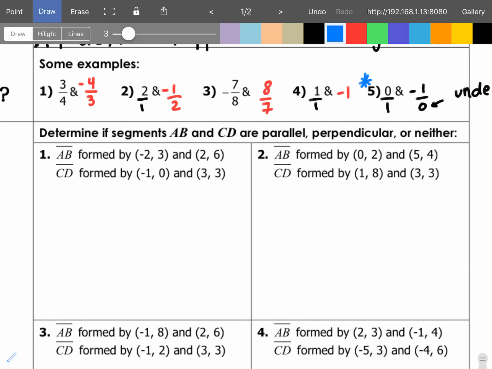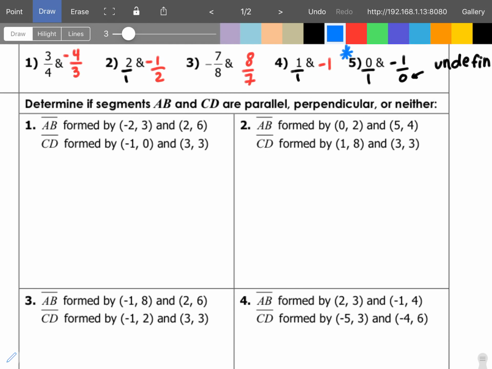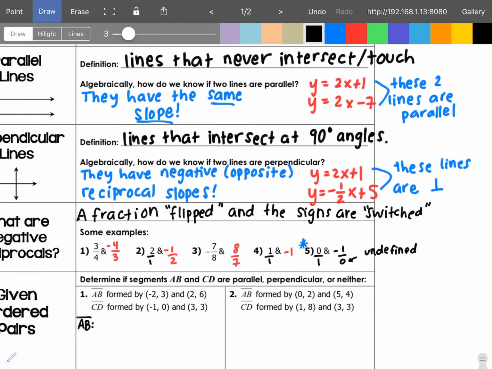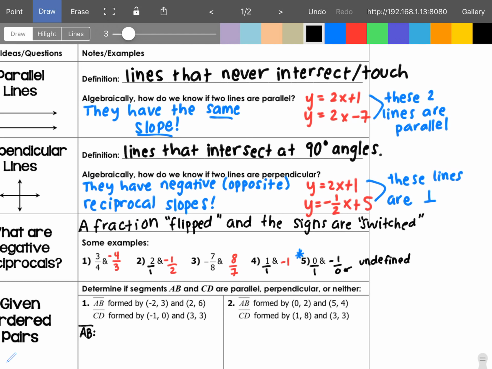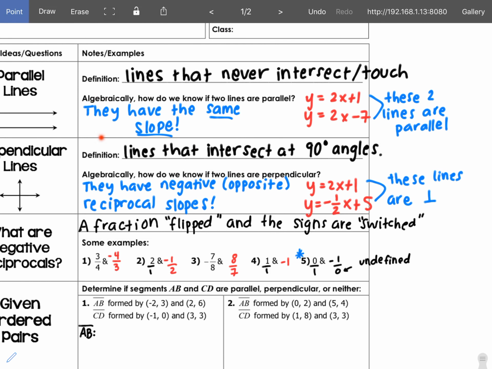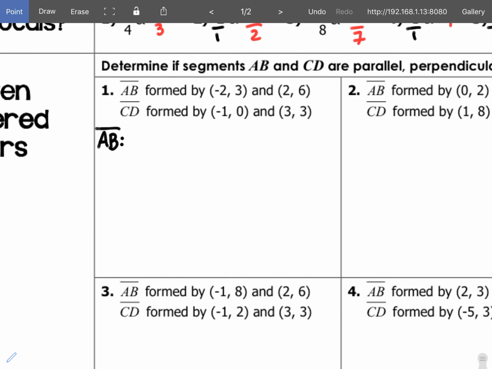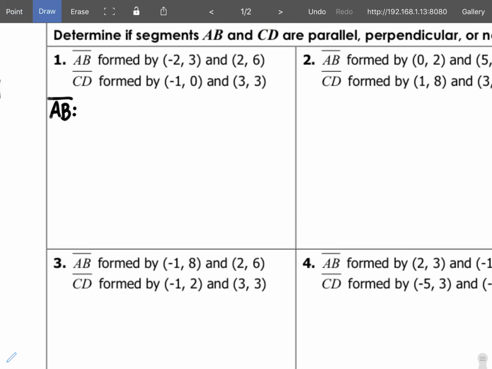Okay? So let's see if AB and CD, so here's this segment AB, and this segment CD. We're going to see if they're parallel, perpendicular, or neither. So here's what we do. We're going to start with AB. We're going to find the slope of each one, because isn't that what we've been doing? We know lines are parallel if they have the same slope. So look up here, if they have the same slope. And we know that they're perpendicular if they have negative reciprocal slopes. So we're talking about slope every time, aren't we? So let's find the slope for AB and see what we're talking about.